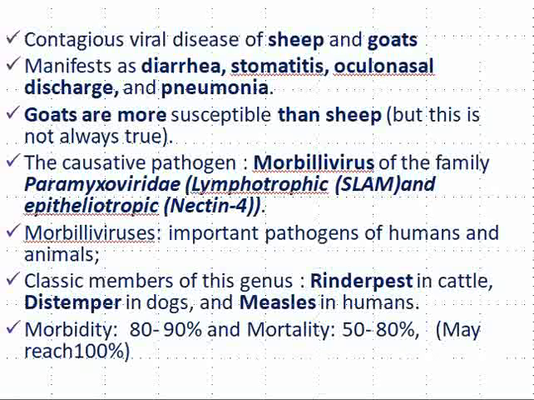It is caused by morbillivirus of the Paramyxoviridae family. Morbilliviruses are important pathogens of humans as well as animals. In addition to PPR, classic members of this genus cause rinderpest in cattle, canine distemper in dogs, and measles in humans. All these are very important diseases in that particular species.